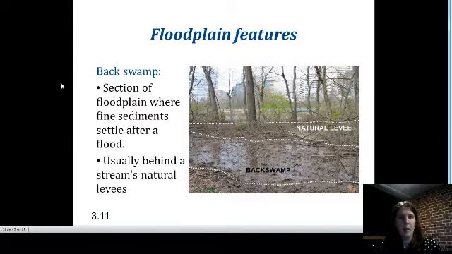Okay. Back swamps are floodplains where fine sediment settles after a flood, and these are usually located far behind a stream's natural levee. So here is the natural levee or buildup along a stream bank, and the back swamp is just where all those clays and muds get deposited.